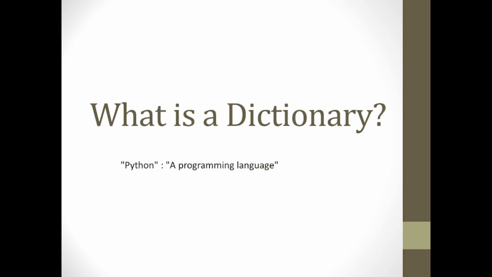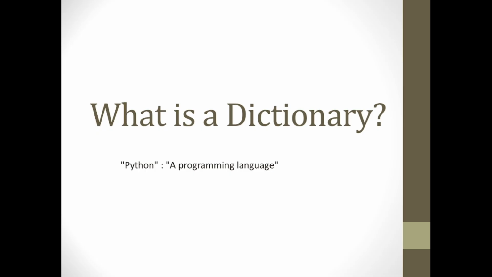A dictionary is a Python data type that stores data in key value pairs. Think about a real dictionary. You have a word and that word has a meaning. For example, as I show you, Python colon a programming language. Here Python is a key and a programming language is a value.